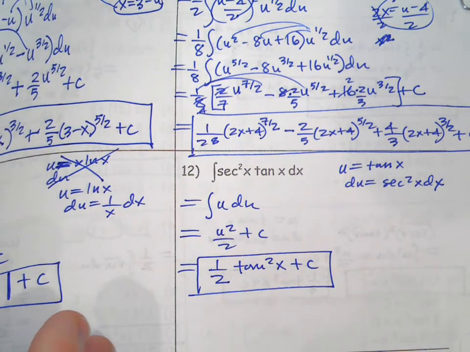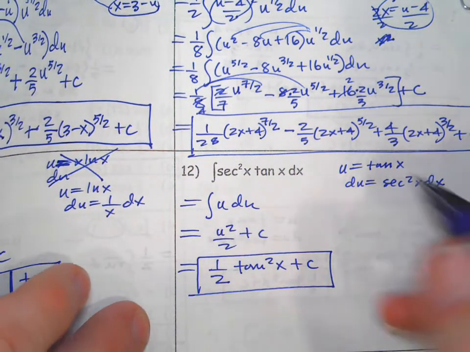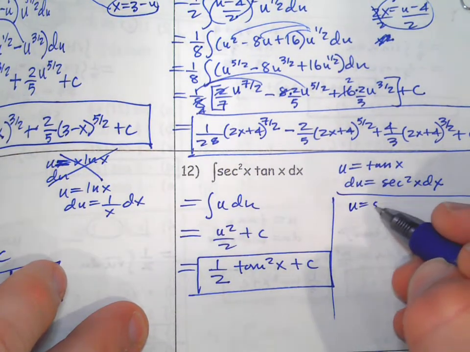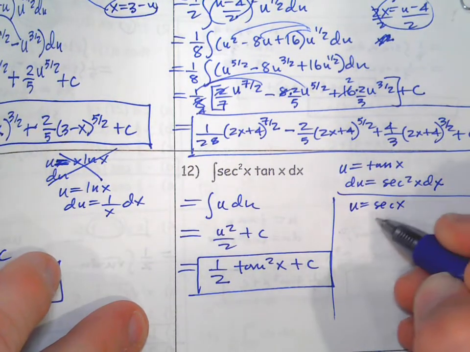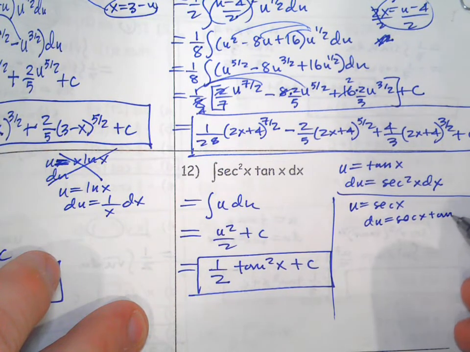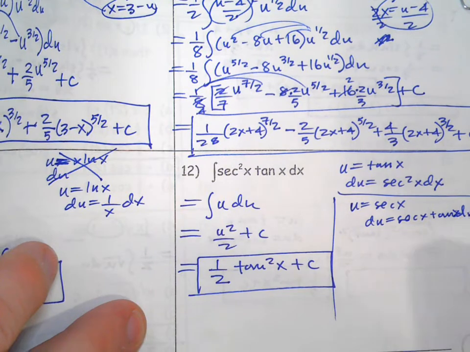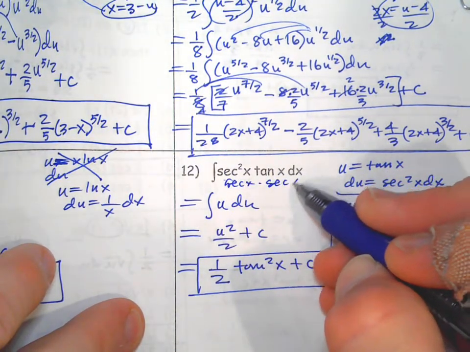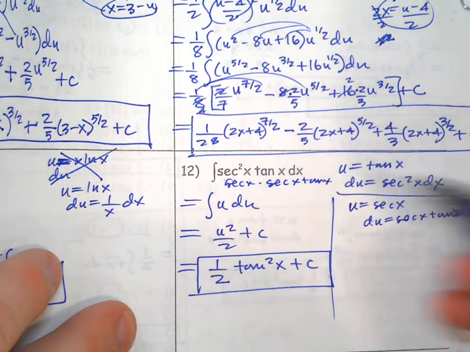Now, an interesting approach, and this one's kind of funny: you could have picked u to be secant. Let's try it this way. u equals secant, du equals secant tan dx. And this actually works out, because there's a secant and a secant tan, if you break it up. So you could totally do it like this.